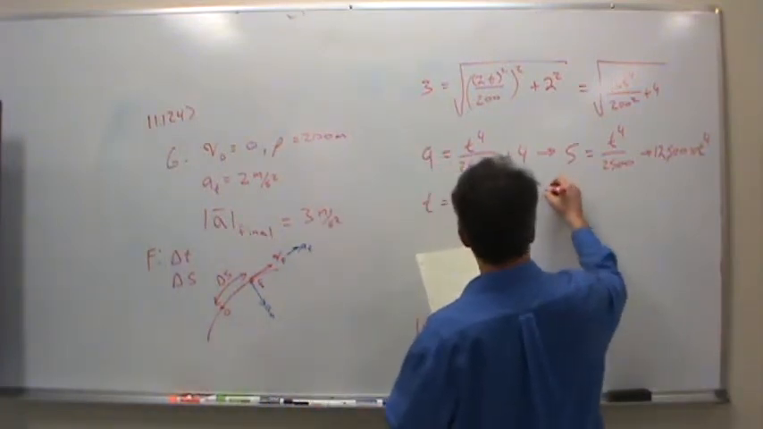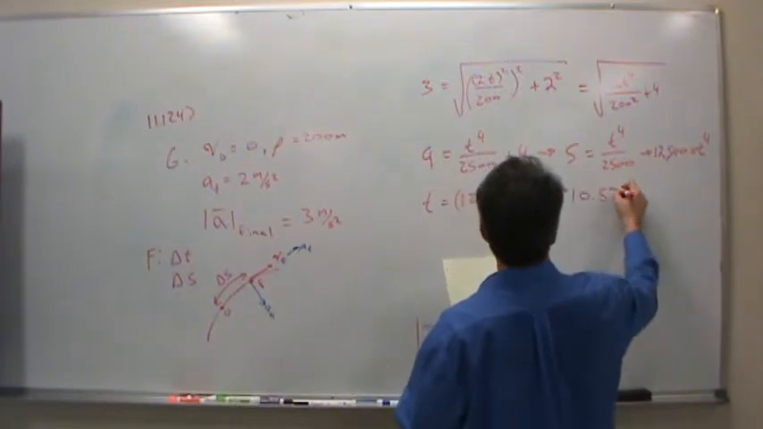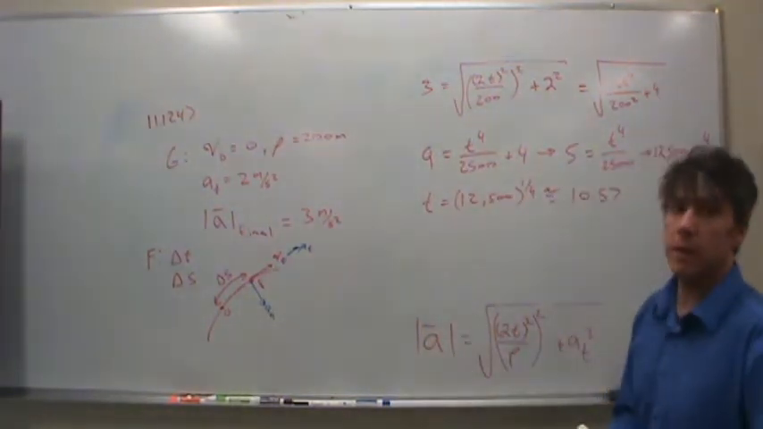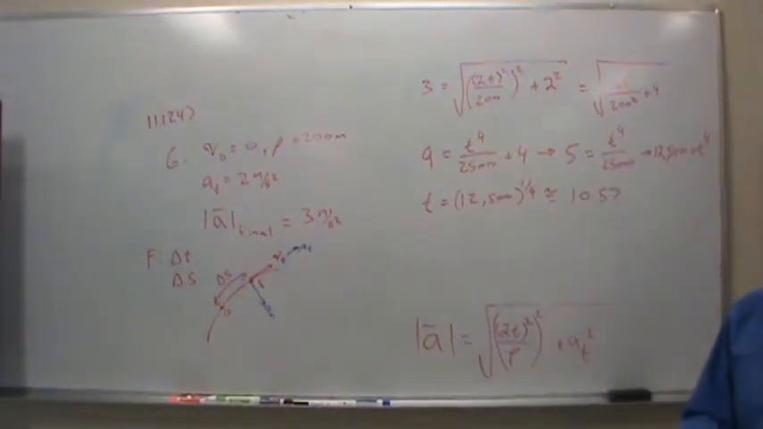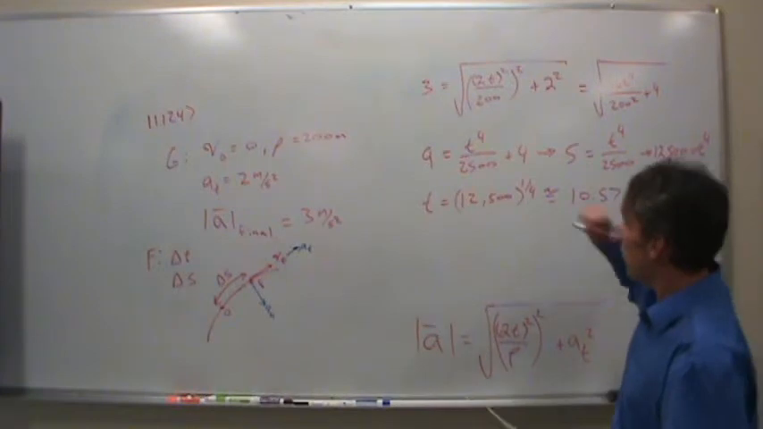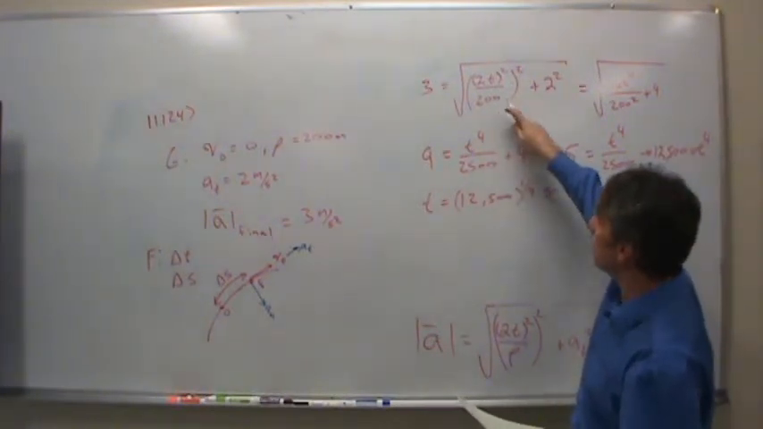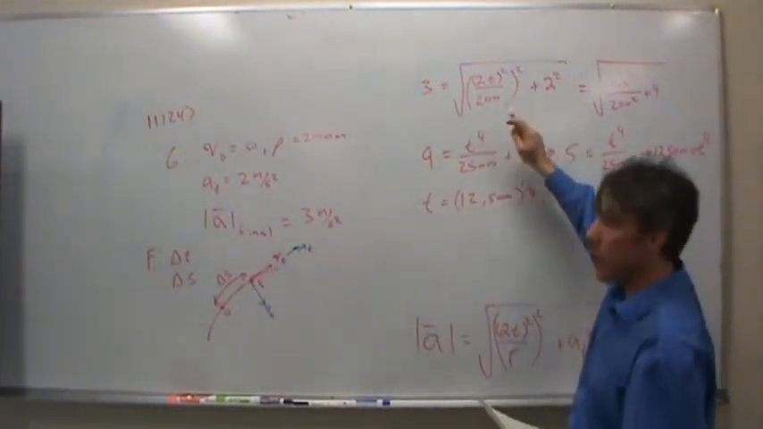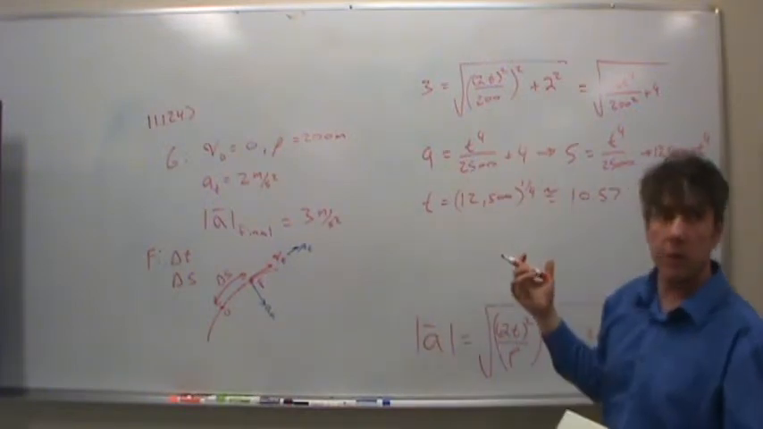And this is about 10.57. But 10.57 what? Hopefully seconds, right? Now, it is in fact seconds, but notice the reason I don't like doing this is because once you just plug in numbers, especially with no units, you have no idea where those numbers came from.